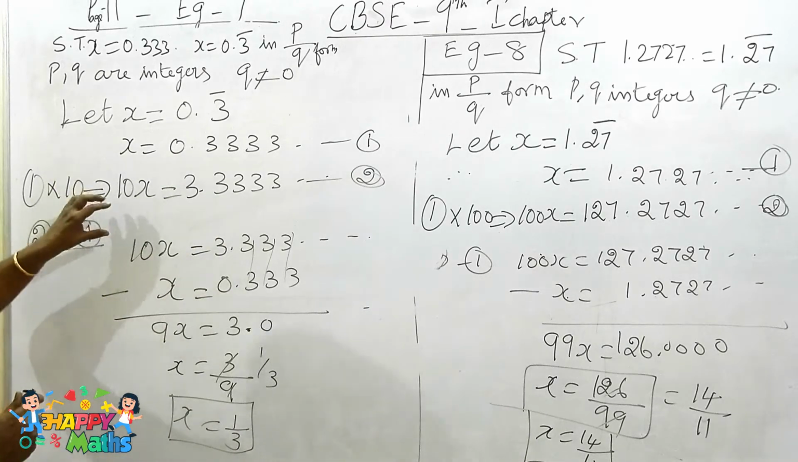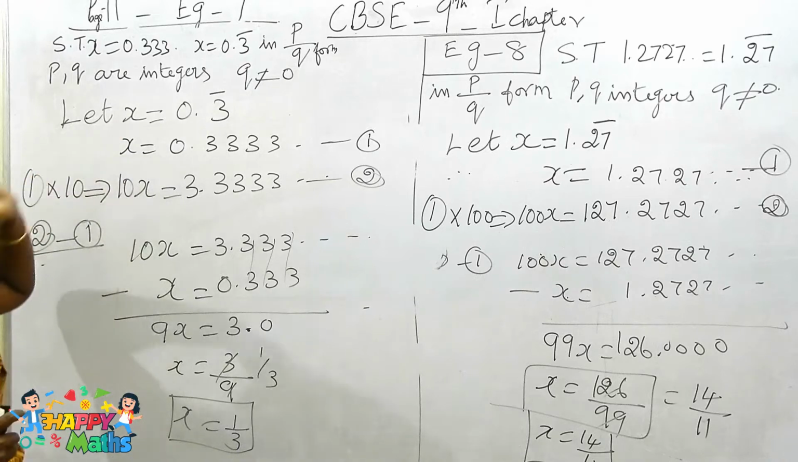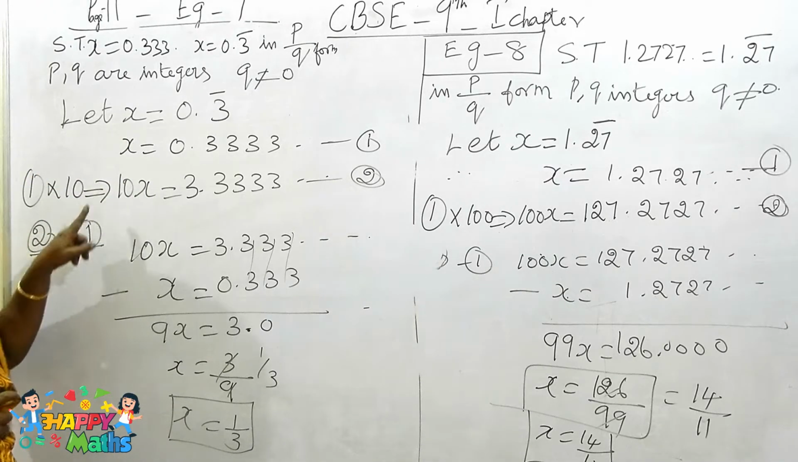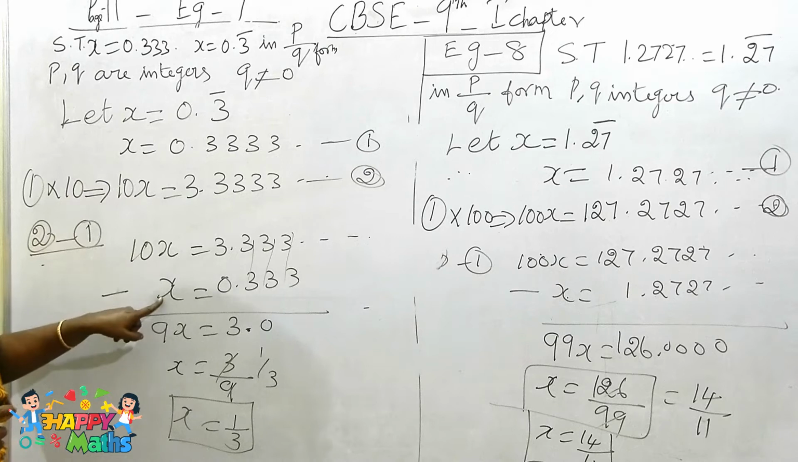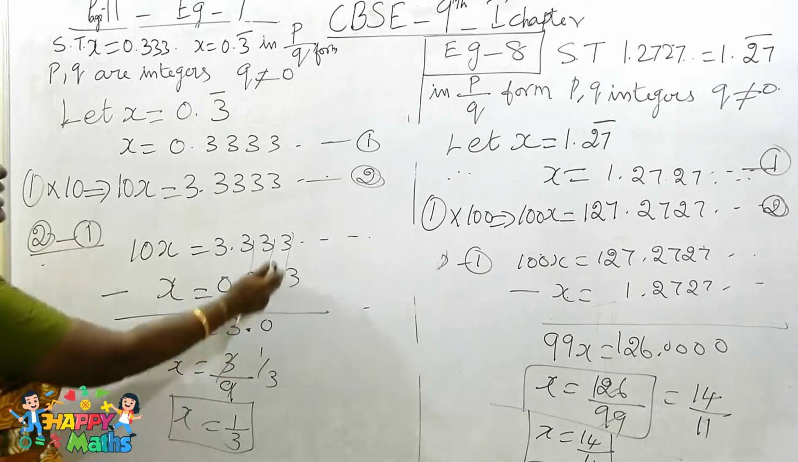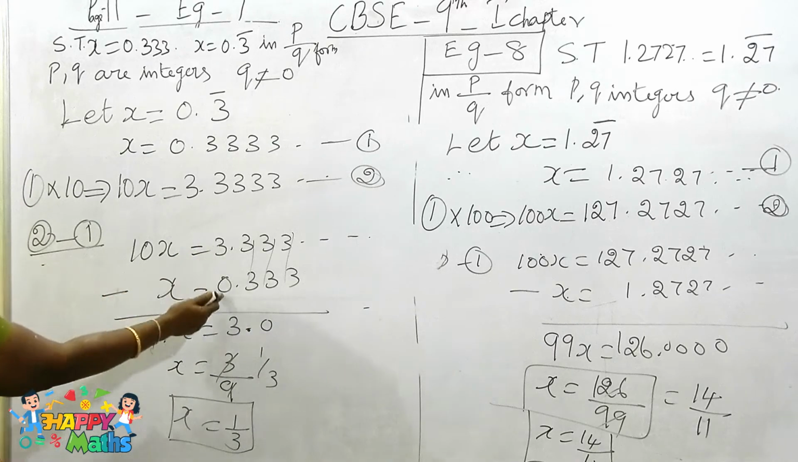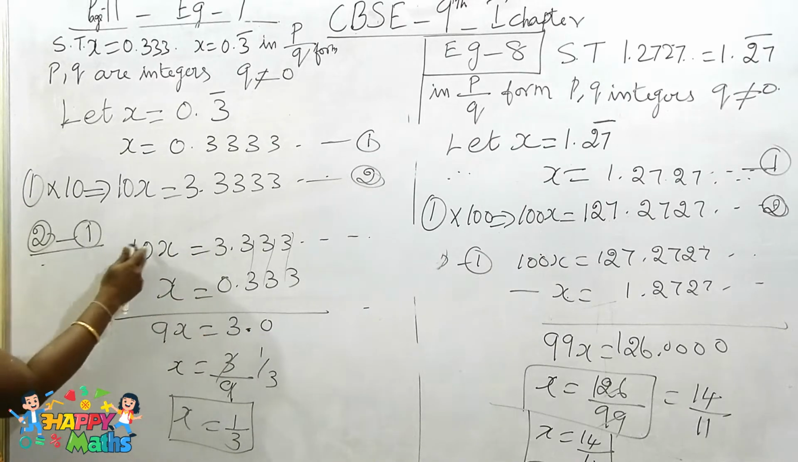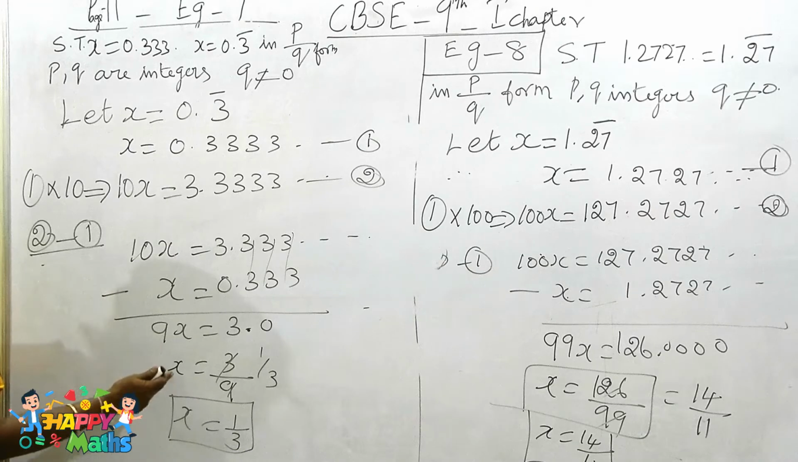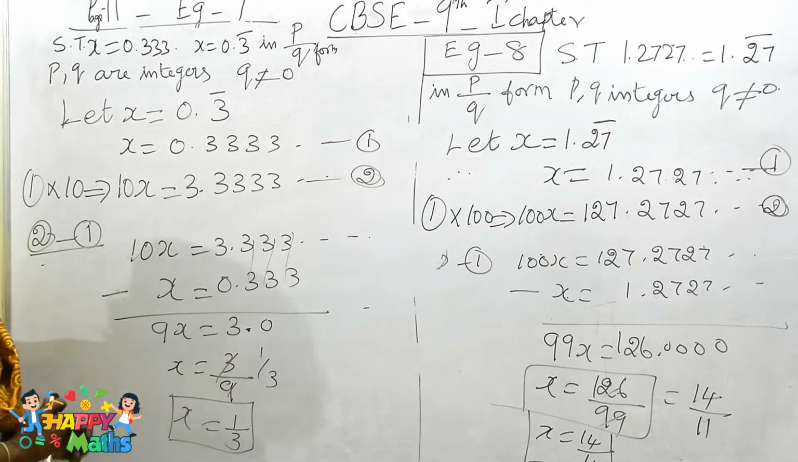I am subtracting the second equation and the first equation. So 2 minus 1, 10x and x I am subtracting. When I subtract, these threes will get cancelled, so I will be getting only 0. So 3 minus 0 is 3. 10x minus x is 9x. So x is equal to 3 by 9, that is x is equal to 1 by 3.